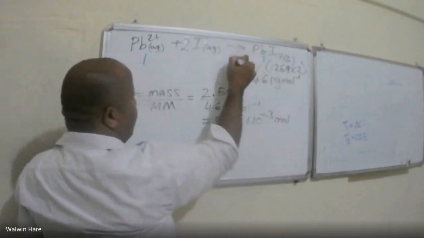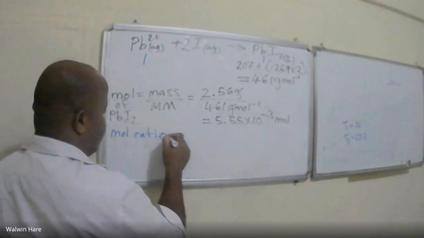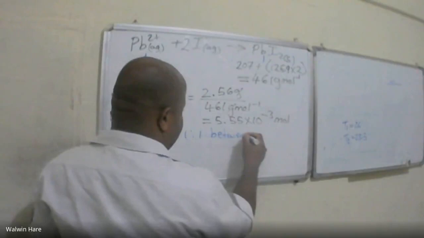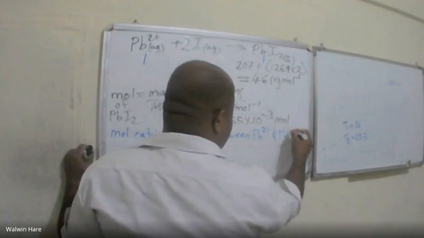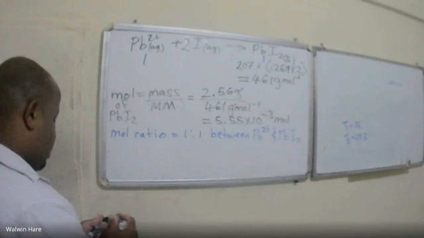So the mole ratio is 1:1, all right, between Pb2+ and PbI2. So the mole ratio is 1 to 1, right? What is the mole of Pb2+?